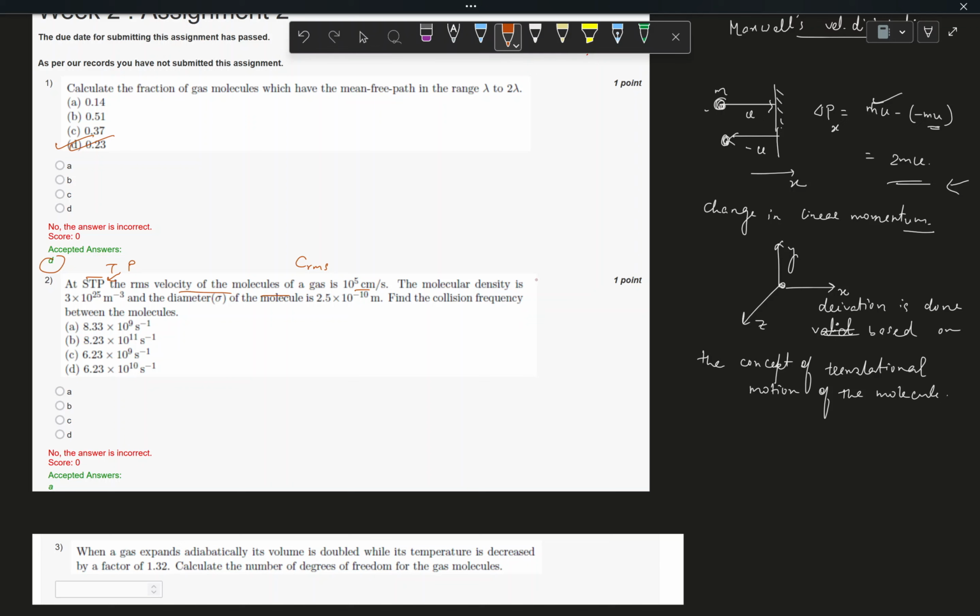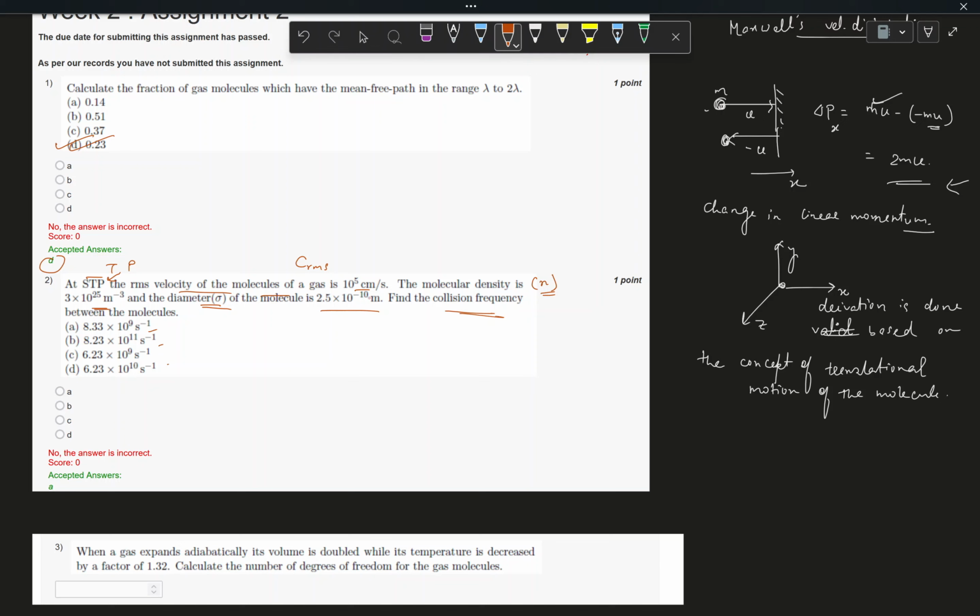Now the molecular density, that means the number of molecules per volume, which is small n, is also given in the question, per meter cube. And the diameter sigma of the molecules is 2.5 into 10 to the power minus 10 meter. Then what is the collision frequency between the molecules, in per second unit?